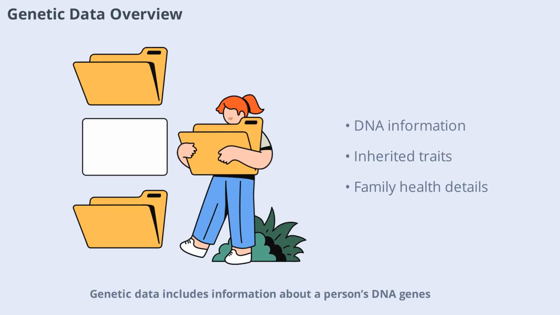Genetic data includes information about a person's DNA, genes, or inherited traits. This data can reveal not only personal health information but also details about family members. Because of its deeply personal nature, genetic data is subject to strict privacy laws and ethical considerations. Protecting genetic data is crucial to prevent misuse or discrimination.